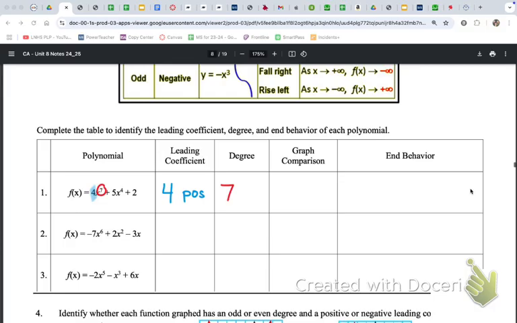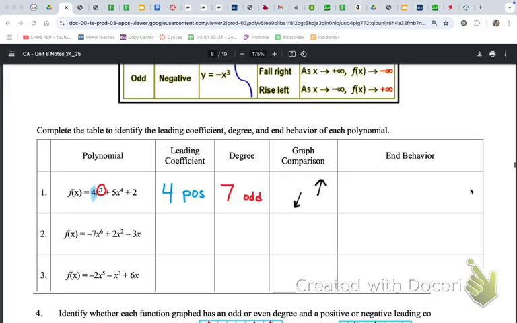7 is an odd number. And so you would say, okay, it's odd and it's positive. If it's odd, they go opposite directions. Since it's positive, the right side goes up, which means the left side has to go down. You could type this in on your graphing calculator if you want to see it, but we're just trying to use the patterns right now.